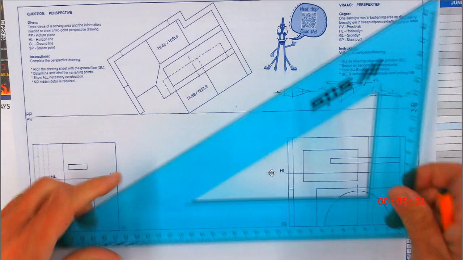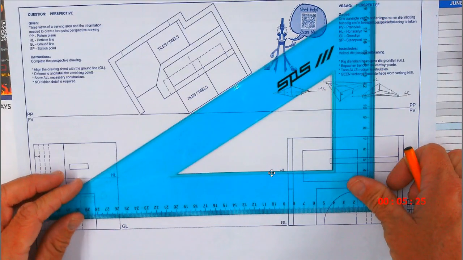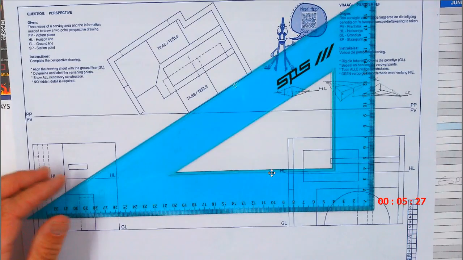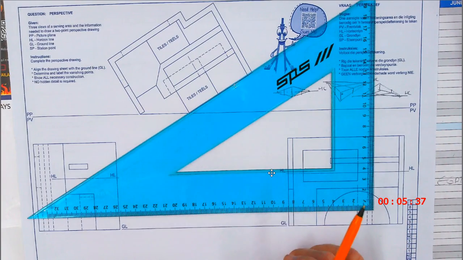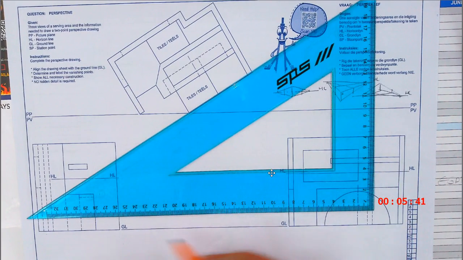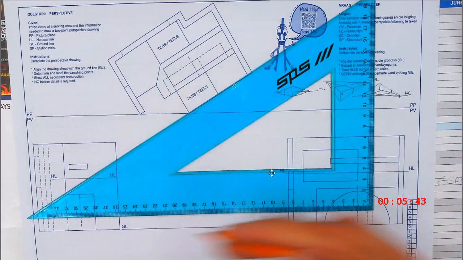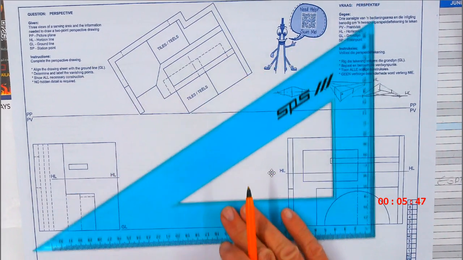Okay, so this is a very nice triangle. I mean, if you have this thing, then you don't need a lot of other things on your drawing board. But okay, so first of all, I'm going to be working with two triangles because my space is a bit limited. But obviously, this is one of those drawings where you want to line your ruler up with a ground line or the picture plane, etc.